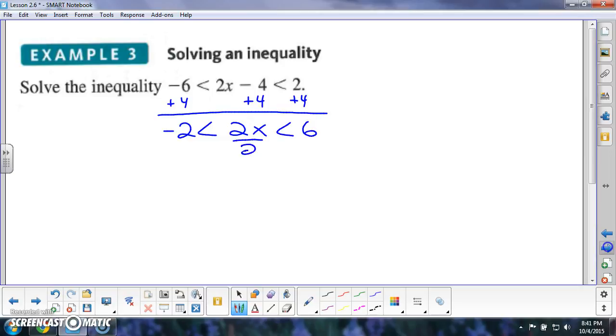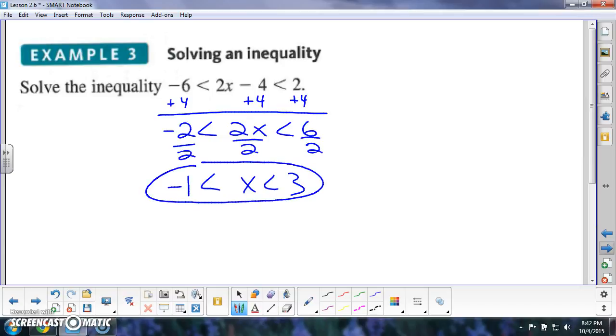Divide everything by 2. Gives us -1 is less than x less than 3. So this is a bounded interval. This would be the inequality answer. And the answer you're going to see in the back of the book is going to be something like this, from -1 to 3, parentheses on both of those because it doesn't have the equal to part.